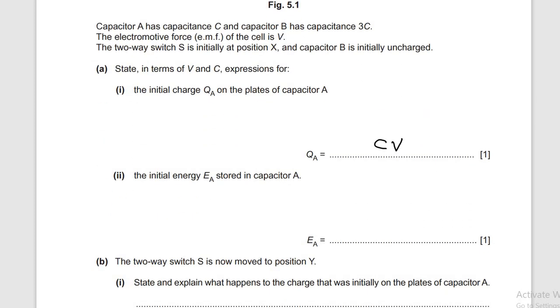The next one, the initial energy stored in capacitor A. What's the formula for energy stored? Half CV squared. Capacitor A, the capacitance is C, the voltage is V, so the energy is half CV squared.